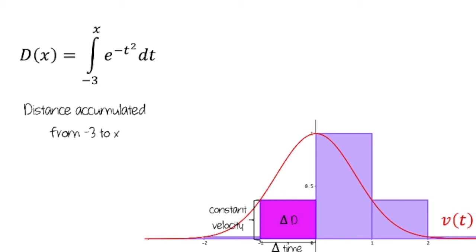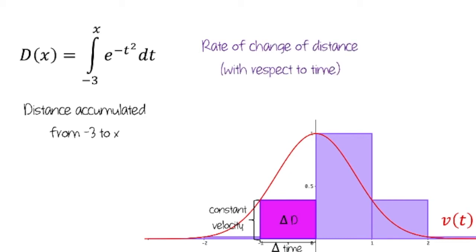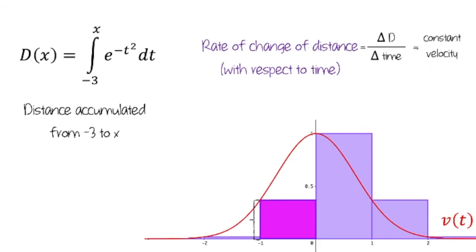Let's think about the rate of change of distance with respect to time just for the interval between -1 and 0 seconds. Since we're assuming the velocity is constant, the rate of change of distance is the ratio of the amount of change in distance and the amount of change in time. When we do this, we're dividing the area of the bar by its width, which gives us its height, which represents the velocity of the car.